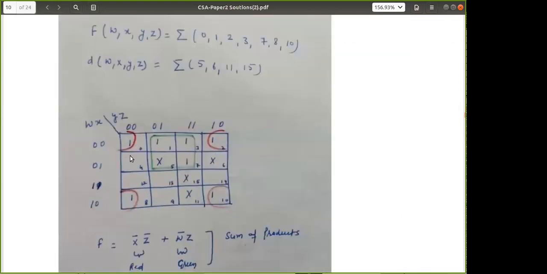First you have to write WX and YZ. For WX, we write 0 0, 0 1, 1 1, and 1 0. Similarly for YZ, 0 0, 0 1, 1 1, and 1 0. And then you know the position 0 0. If you see WX value 0 0 and YZ value 0 0, that in binary is 0.